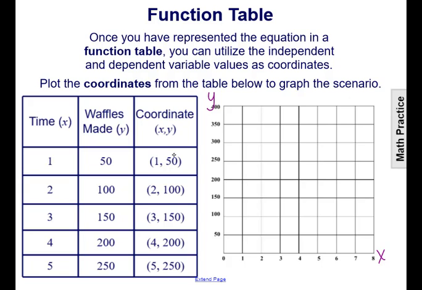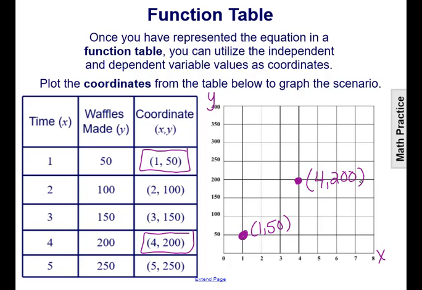So for example, if I'm going to graph the ordered pair or the coordinate 1, 50, I'm going to go 1 over on the x-axis here and then up 50 on the y-axis to meet at this point. So this point is the ordered pair 1, 50. I'll do another example. Let's say it's 4, 200. So I would move over 1, 2, 3, 4 on the x-axis and then up 200 on the y-axis. This is the ordered pair 4, 200.